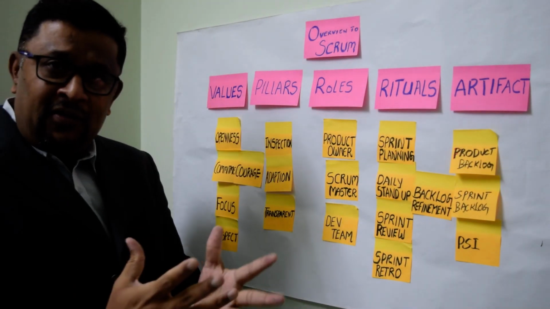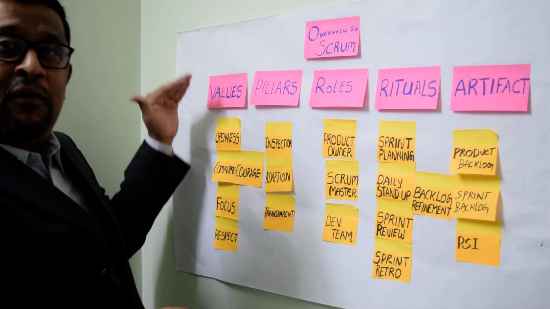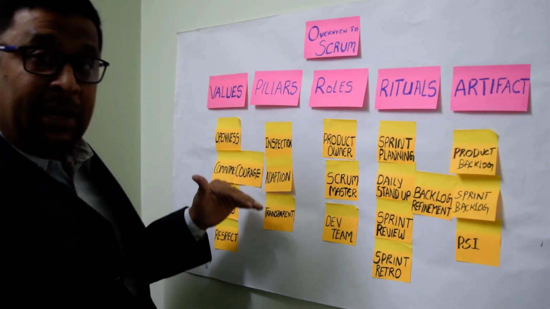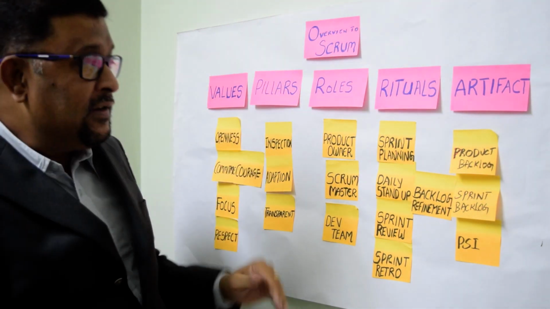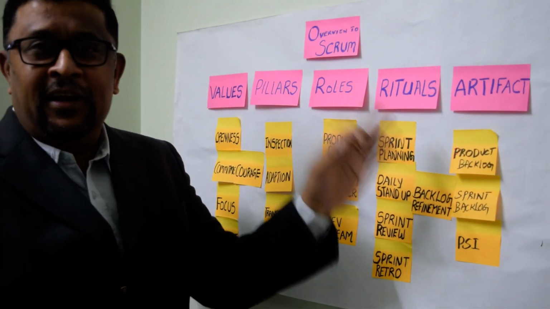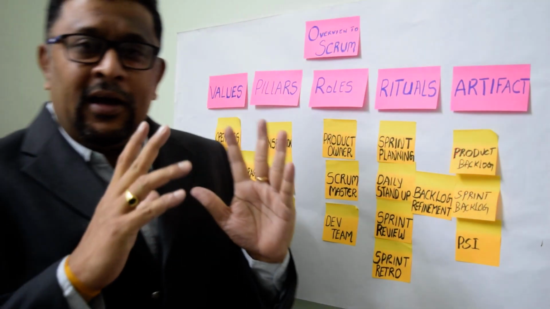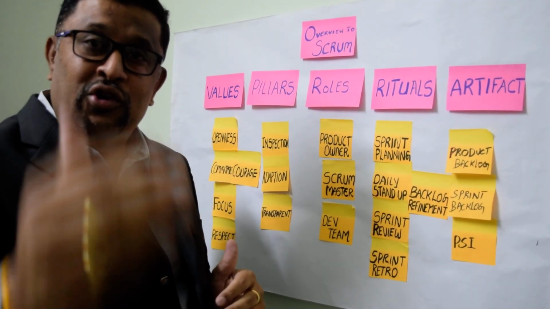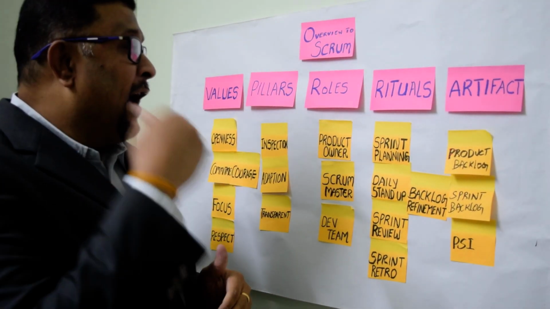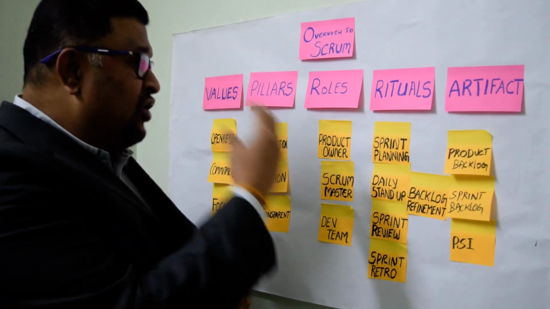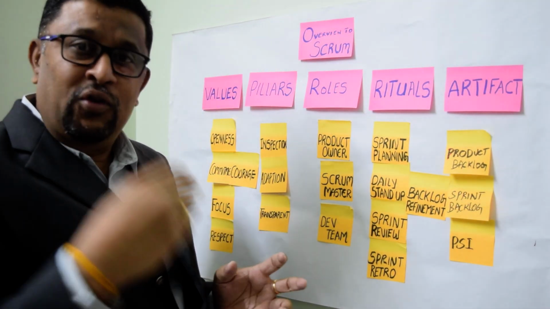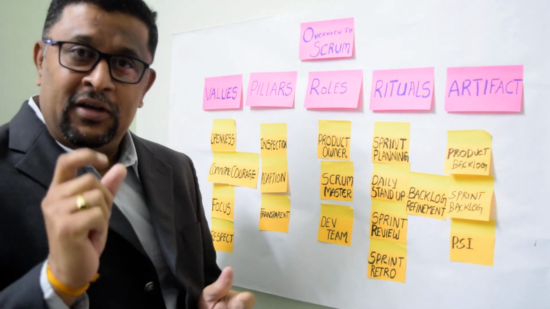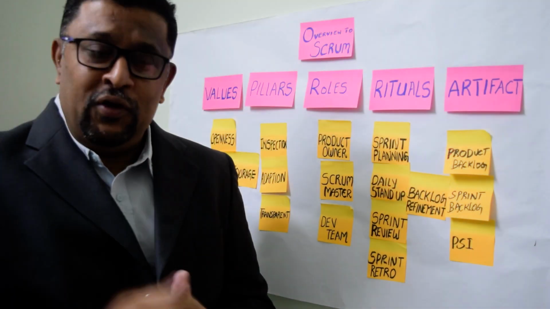So in a nutshell, we talked about the 5 values, the 3 pillars, 3 roles, 5 rituals, and 3 artifacts. If you want to go deeper on each of these, please watch out for our other videos where I'll be going deep on each role and what is expected. So you can visit our other short and simple video sessions.